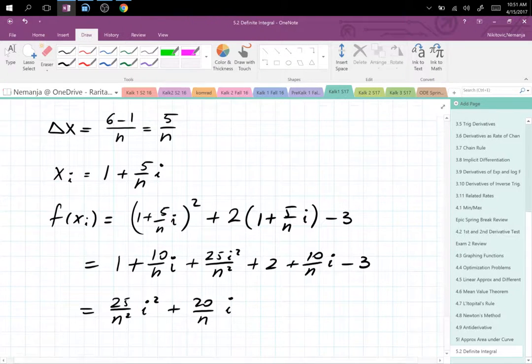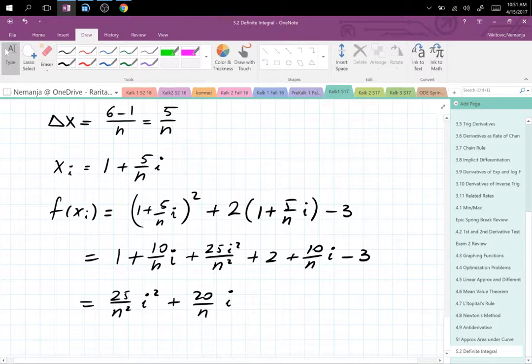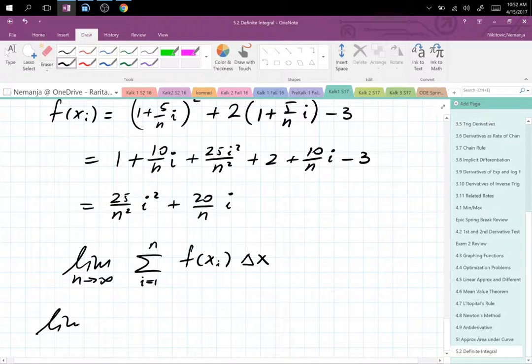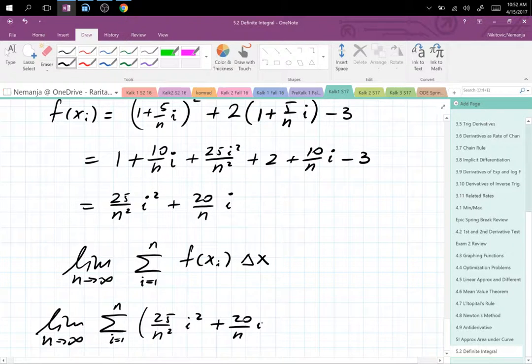So now I have all three pieces which I need to plug into the formula. I will remind you that the formula was limit n goes to infinity, summation i starts at 1 goes to n, and here is your f of xi, and here's your dx. So I will have limit n goes to infinity, summation i goes from 1 to n, and instead of f of xi, I have the 25 over n squared i squared plus 20 over n i times dx, which is 5 over n.